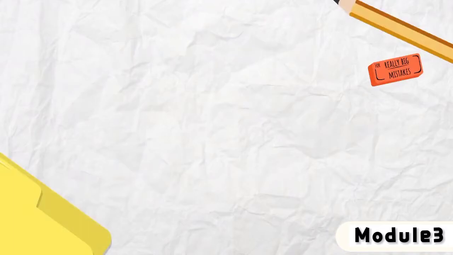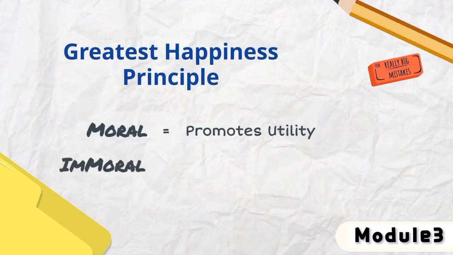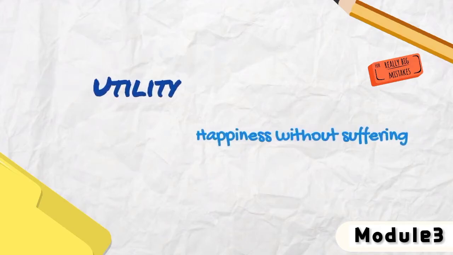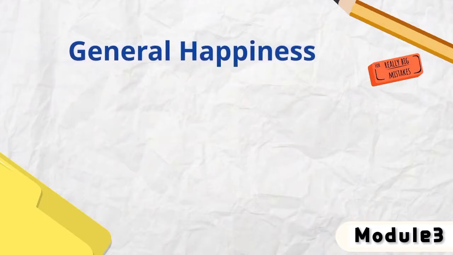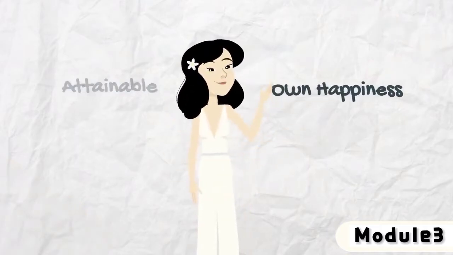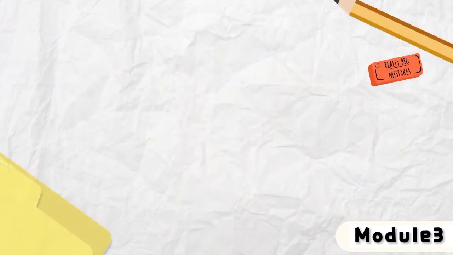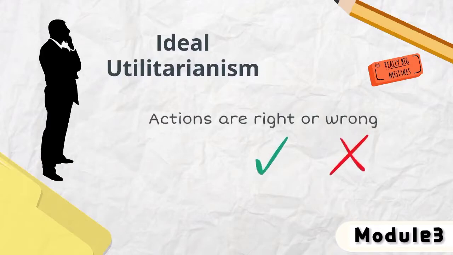Lastly, let's dig deeper about utilitarianism. According to the greatest happiness principle, activities are moral if they promote utility, but immoral if they reduce utility. For this purpose, utility is defined as happiness without suffering. No reason can be given why the general happiness is desirable, except that each person believes it is attainable and desires his own happiness. There's also the idea of ideal utilitarianism, which says that actions are right or wrong, as their intention to produce for mankind is an ideal end or good.